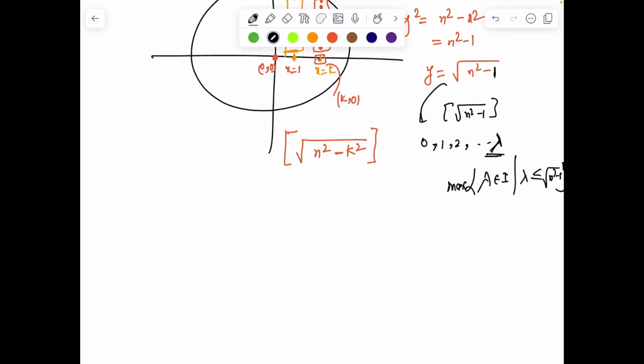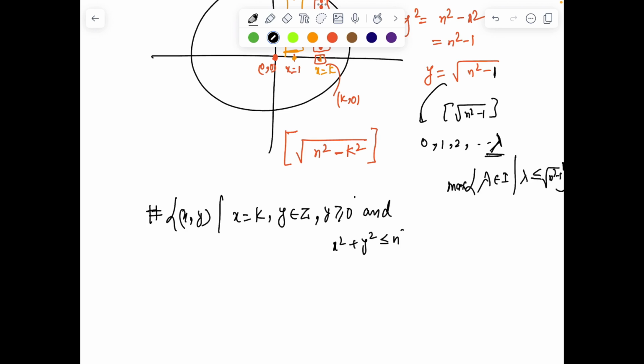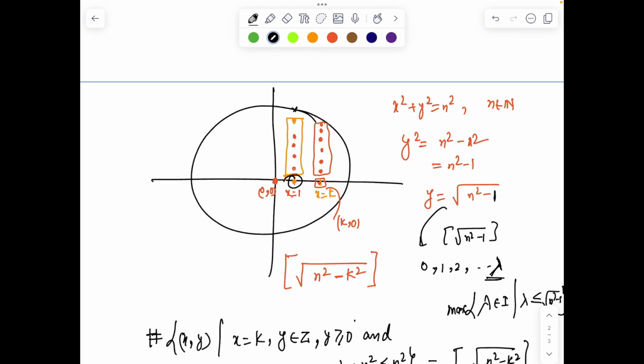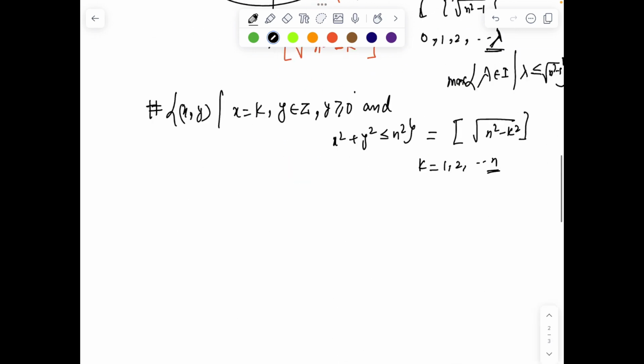So from here, let's say the number of points (x, y) such that at x equal to k, I want y to be a positive integer, and at the same time x square plus y square is less than or equal to n square, this count is going to be nothing but the greatest integer of root of n square minus k square, for k running from 1 to n. So k can run from 1 to n. For k equal to n, we are already counting these points also, the points on the axis.